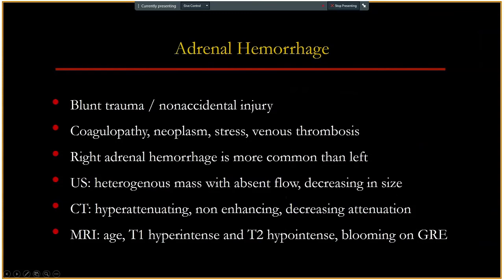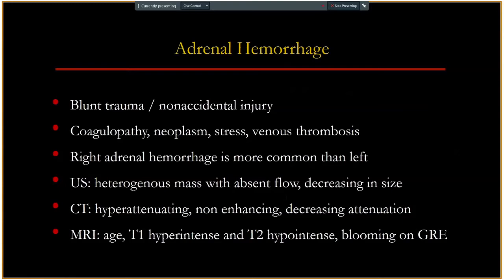Okay, so adrenal hemorrhage is generally secondary to blunt trauma, or in a pediatric patient, you want to consider non-accidental injury. Other causes can include a coagulopathy, neoplasm, or tumors that can bleed internally, such as myelolipoma that we talked about. Stress can lead to adrenal hemorrhage, and also venous thrombosis can lead to adrenal hemorrhage. Right adrenal hemorrhage is more common than the left.